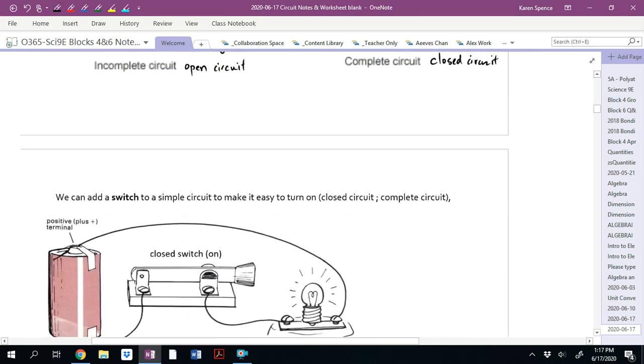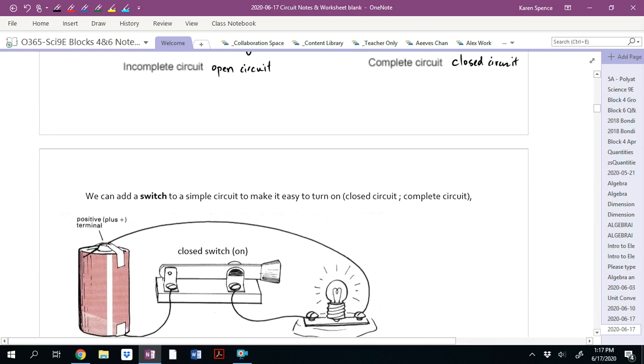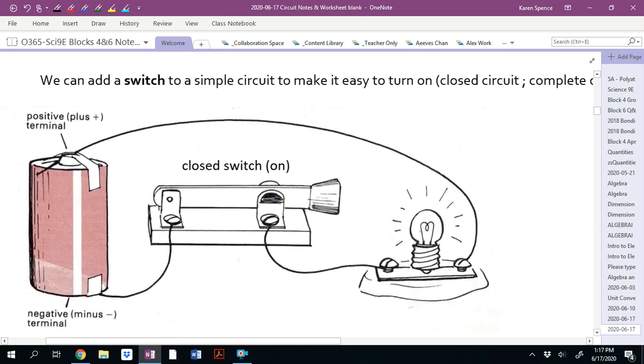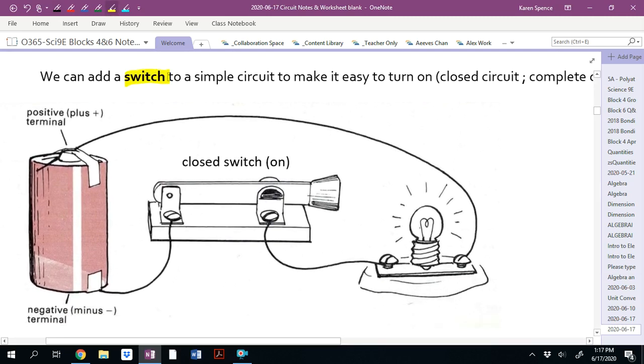All right. Now, we could add a switch. Let's get this the right size. There we go. We can add a switch to a simple circuit. And this particular kind of switch here is called a knife switch. You can either lift it up or you can bring it down. Right now it's in the down position. This is made of metal. So when it is down like this, metal touching metal, you have a complete circuit. Yes? Because this metal touches this metal and the electrons can flow.